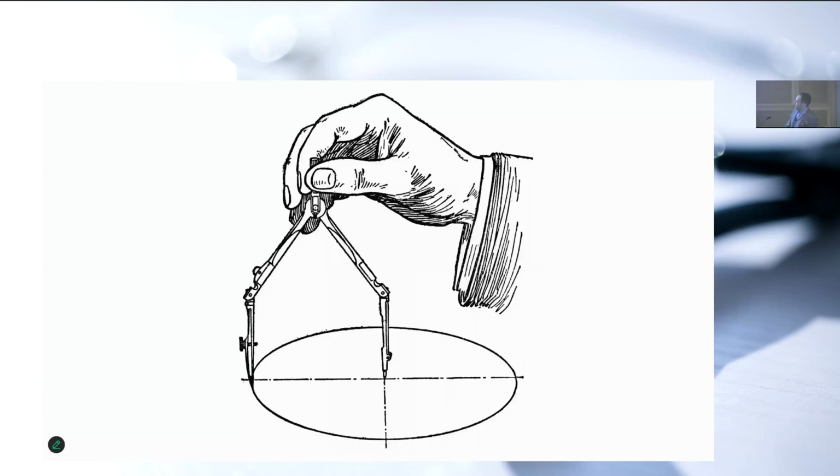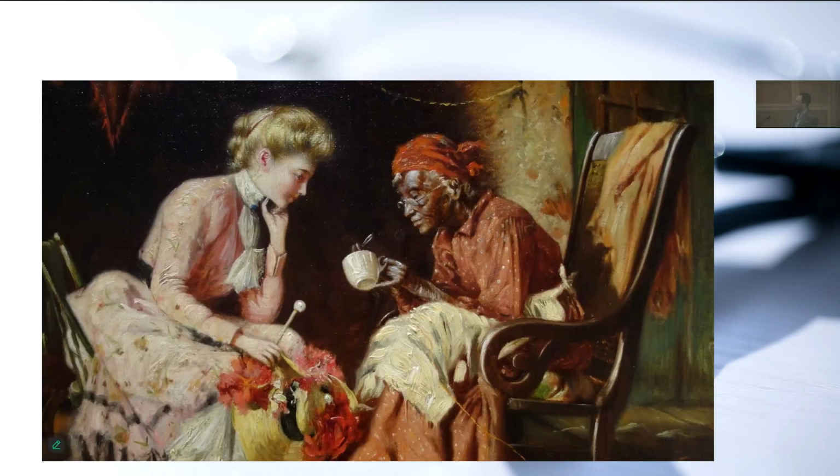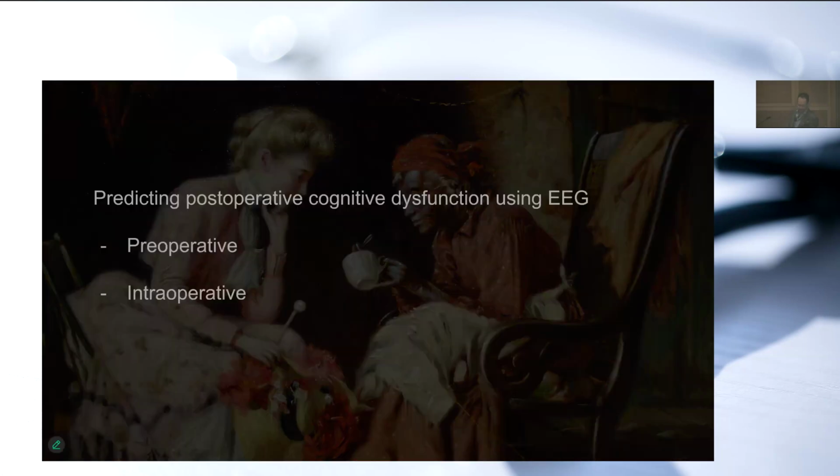So if we pivot once again and look a little bit into prediction, this is tea leaf reading. Does anyone have a grandmother that does this? Look in tea leaves? No. My grandmother used to do this all the time, and I thought it was such nonsense, but I like the picture. So yeah, let's talk about using EEG to predict postoperative cognitive dysfunction.